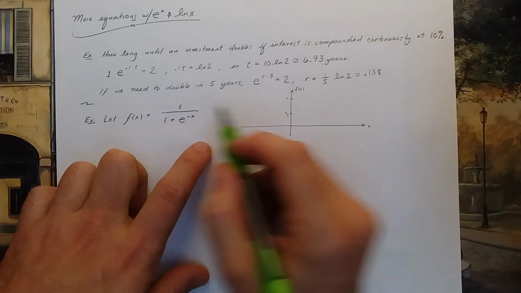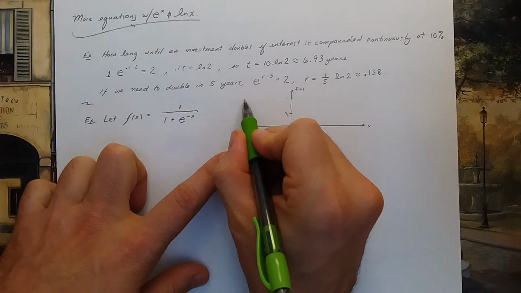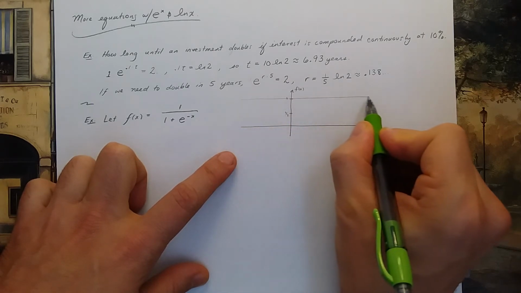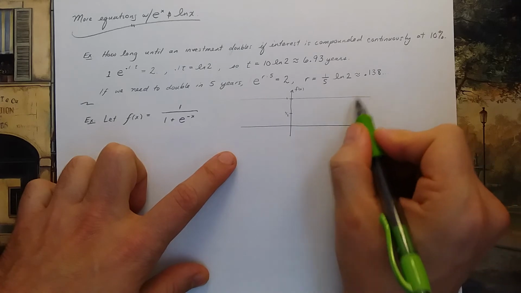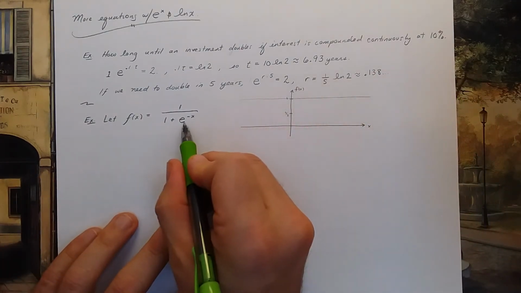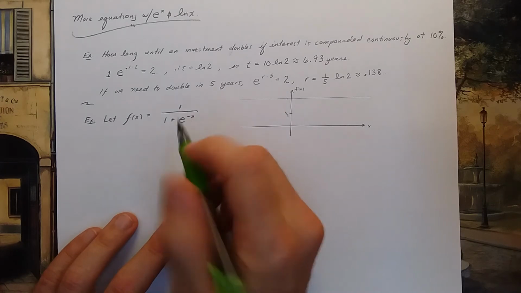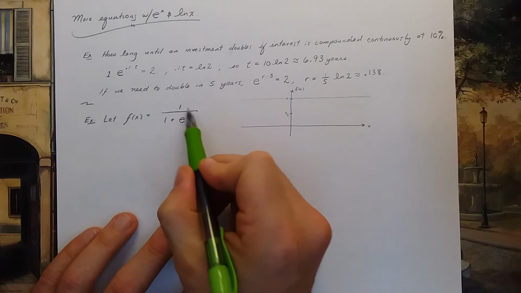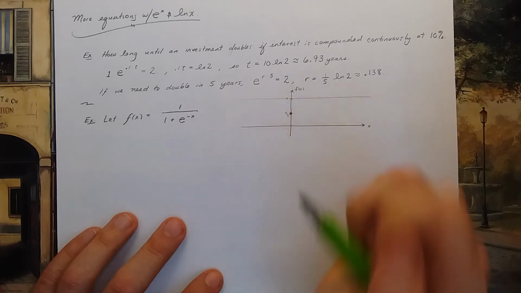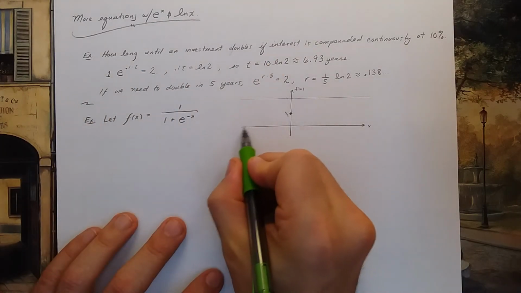So this is close to 1 if x is big. So I'm actually going to get a horizontal asymptote at 1. If x is big, it's close to 1. If I plug in x equals 0, e to the 0 is 1. So if I plug in 0 for x, I get 1/2. So I cross here.